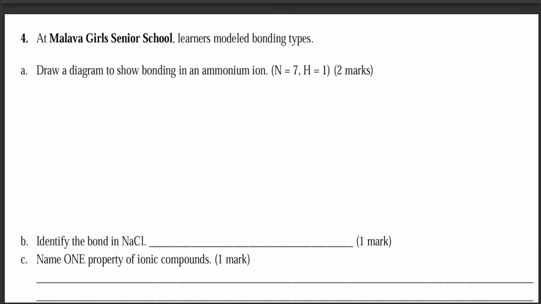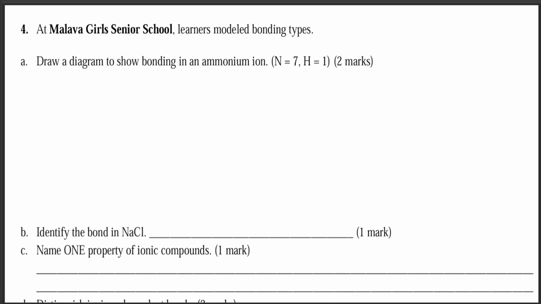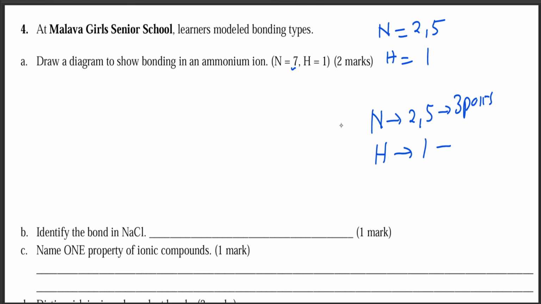Let's go to the other question. At Malava Girls Senior School, learners modeled more bonding types. Draw a diagram to show bonding in an ammonium ion. N is 7, so it has an electronic configuration of 2,5, and hydrogen is 1. So nitrogen, being 2,5, requires at least 3 pairs. And hydrogen, being 1, requires 1 pair in its outer shell. So we will have NH4 plus, the ammonium ion, not ammonia.